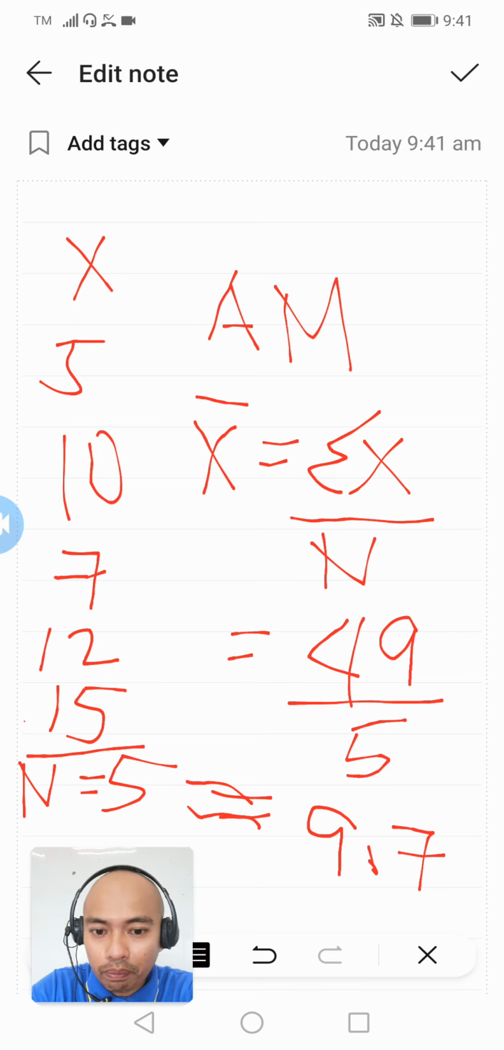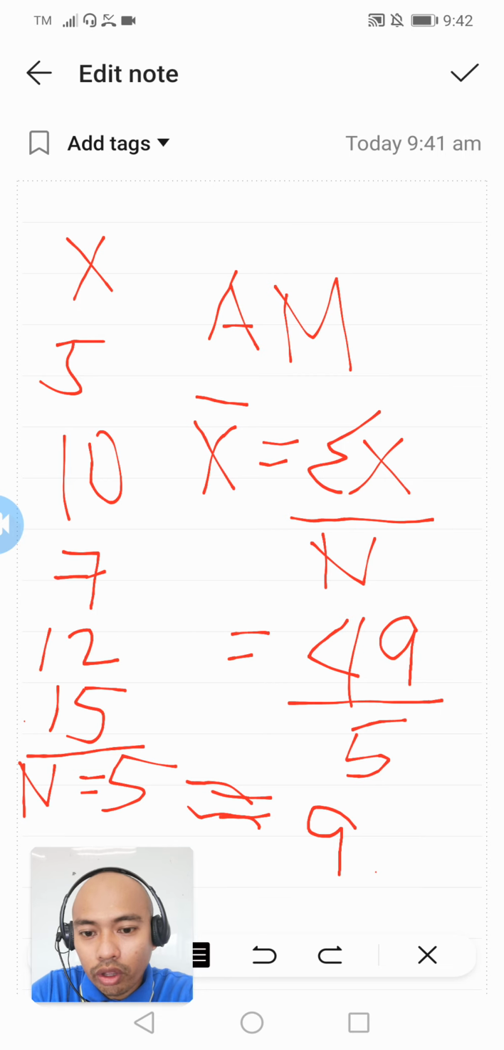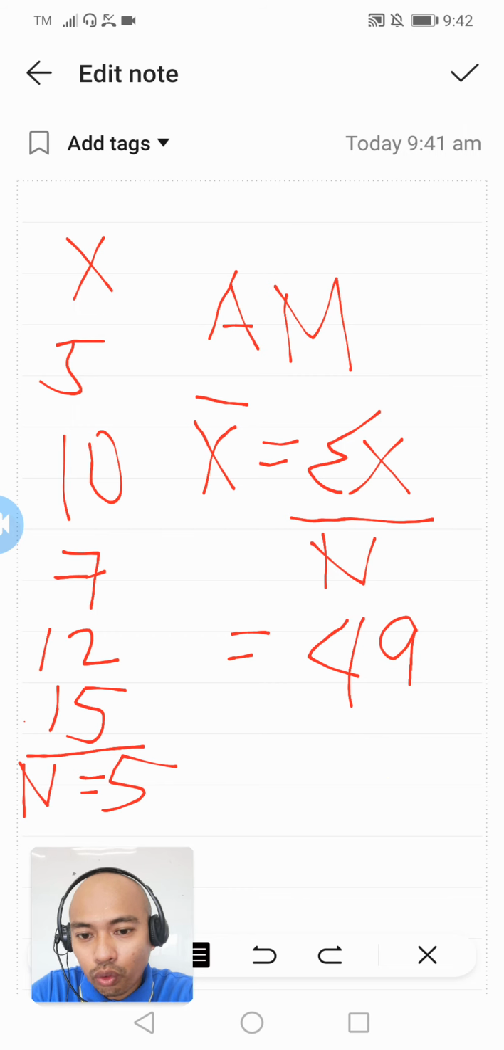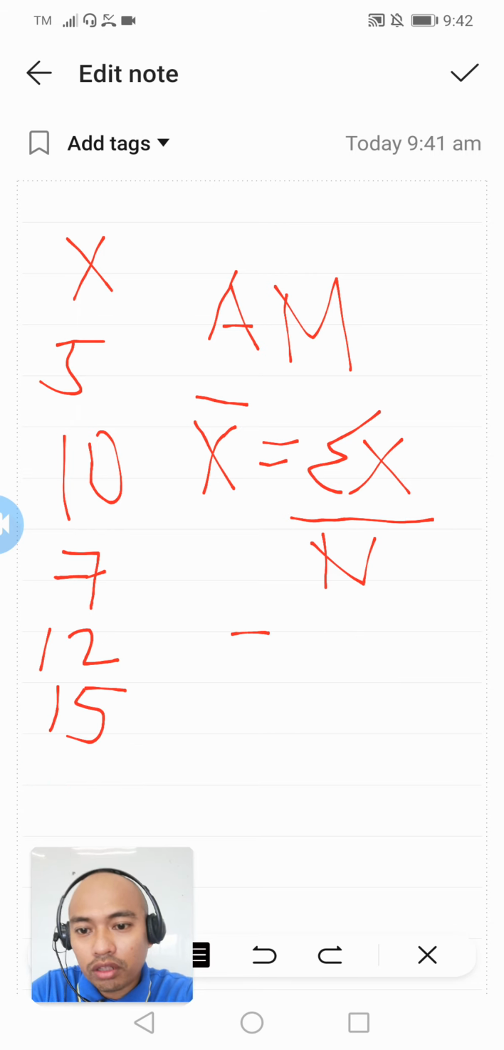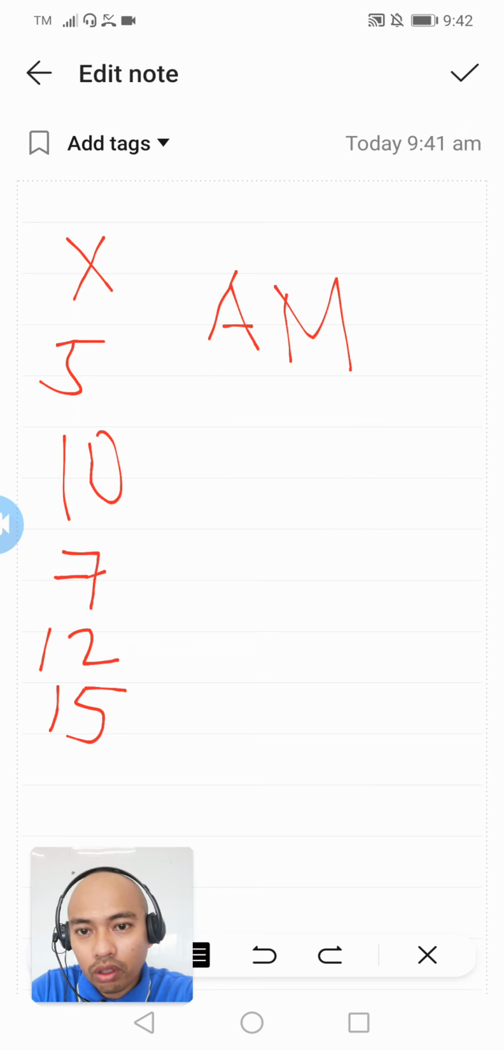So we'll now proceed to our next tool under mean for ungrouped data, and this is what we call the weighted arithmetic mean. When we are using the weighted arithmetic mean, we are including weights of this particular raw data. Meron silang mga corresponding weights. So ano yung mga corresponding weights natin? We will assume.